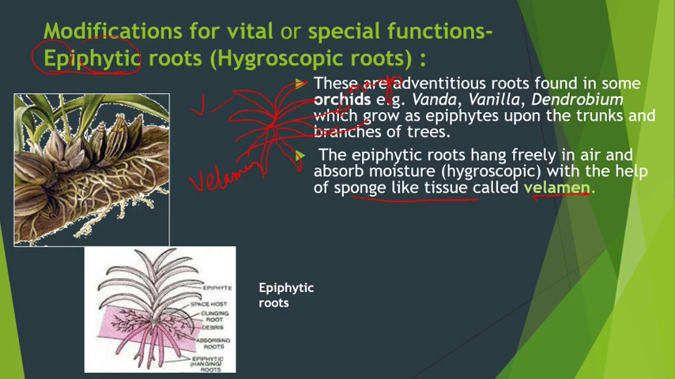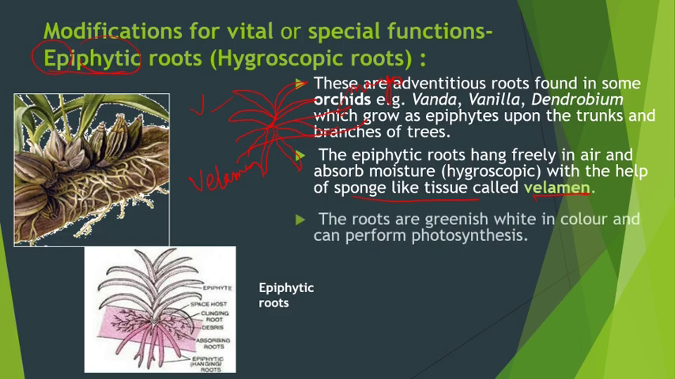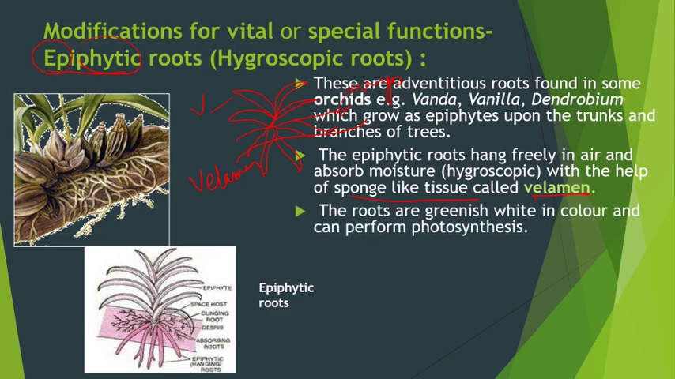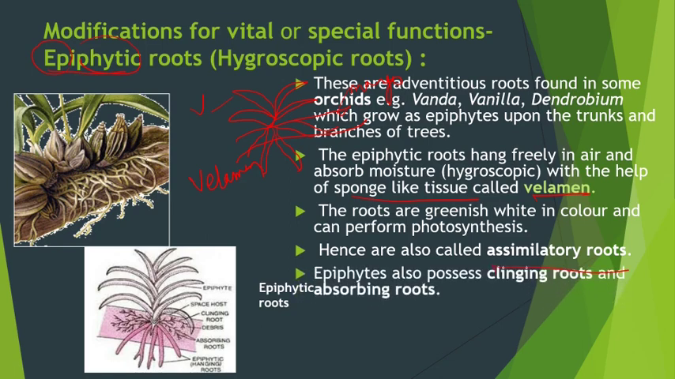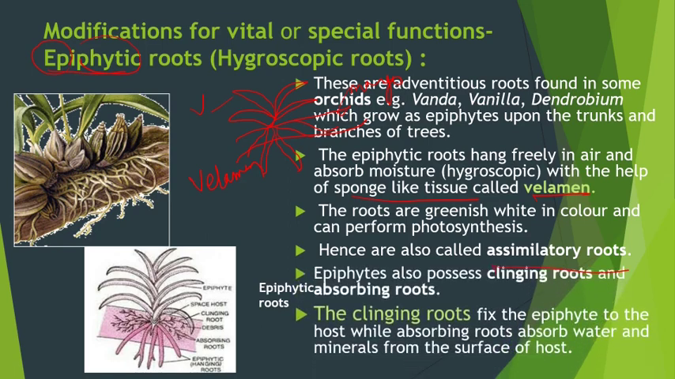So epiphytic roots like Vanda, vanilla, Dendrobium, grow on other plants only for support. They manufacture their own food with the help of photosynthesis. All the nutrients are absorbed by this velamen tissue, and the clinging roots provide them support. Even the spongy velamen tissue, as it is greenish in color, may also perform photosynthesis. So they are also called assimilatory roots, roots performing photosynthesis and helping to store food. So epiphytes have clinging roots as well as these special roots containing velamen tissue, the epiphytic roots.